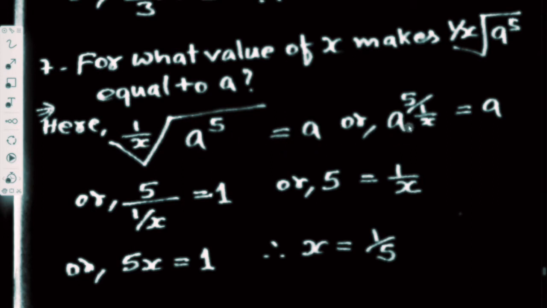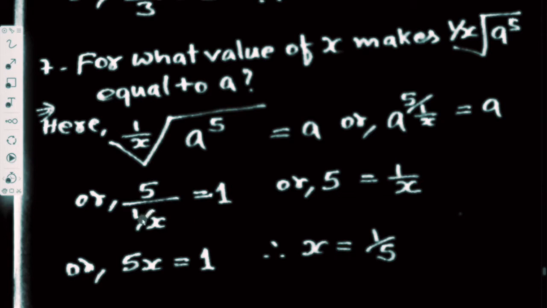So a power 5 by 1 by x: the 1 by x shall be placed at the bottom of 5. It means a power 5 by 1 upon x equals a. Here a is the same, the base is the same, so the power 5 by 1 upon x equals 1. In the power nothing is given on the right, it means there is 1.